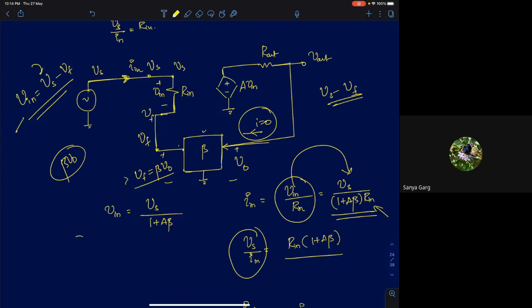Now, if I ask you, what is the current flowing into the feedback network? What will that be? Can I say it is the same as I in? It's I in which is flowing through R in, and the same current is flowing through the feedback network as well. You have connected the feedback network in series at the input port. So it's carrying the same current.